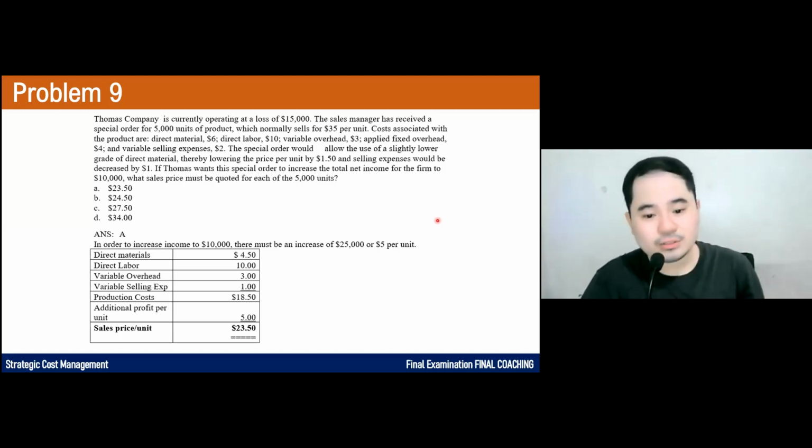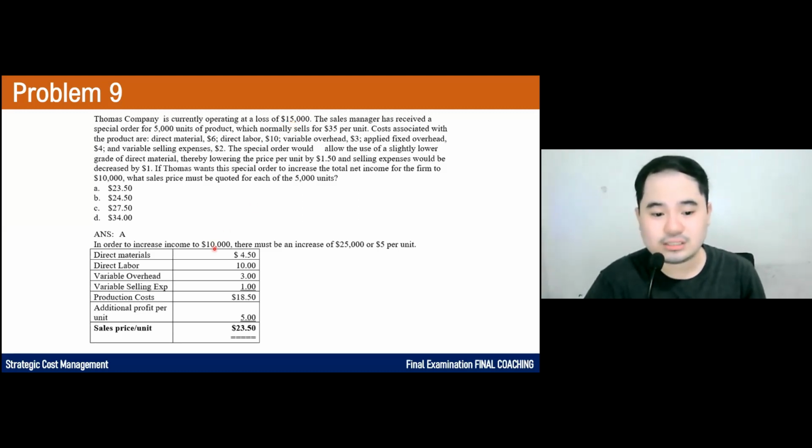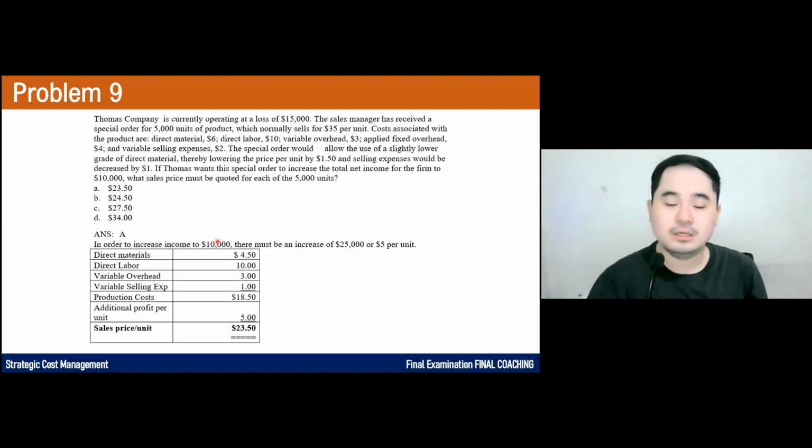Okay. So, you are currently operating at a loss of $15,000. In order to increase income to 10,000, syempre, ang i-add mo 25 kasi kung negative 15 plus 25, so your income should increase by 25 to get to positive 10. Negative 15 plus positive 25, positive 10. So ang required increase in income mo in accepting this order, 25,000 or 5 pesos per unit.